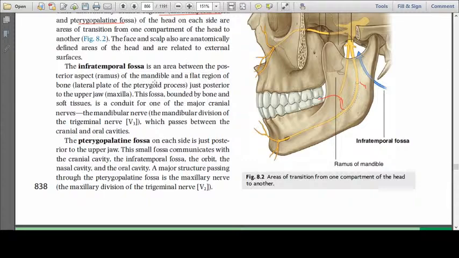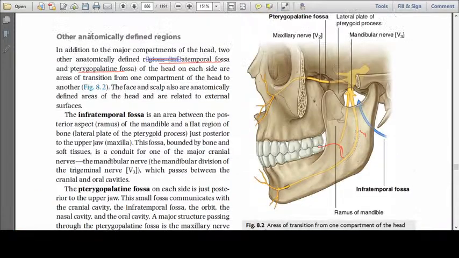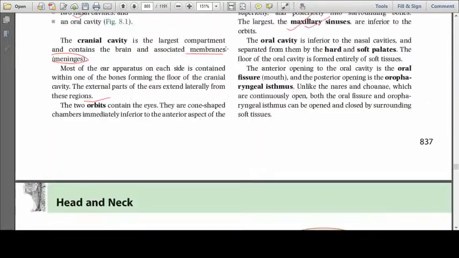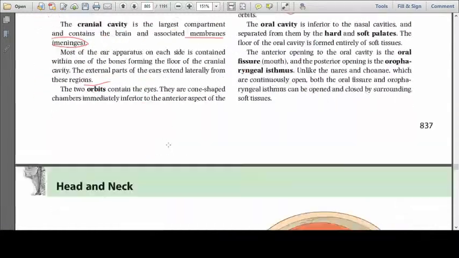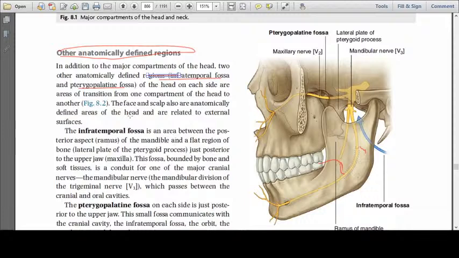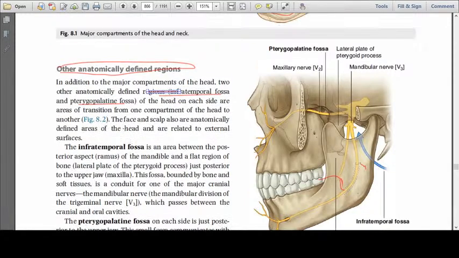Okay, the infratemporal fossa is the area between the posterior aspect of the mandible and a flat region. I'm going to study this again. What are the other anatomically defined regions of the head? What were the previous anatomically defined regions? The major compartments of the head, the compartments which we discussed. So what are the other anatomically defined regions?